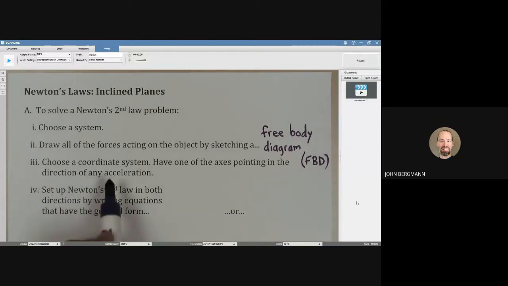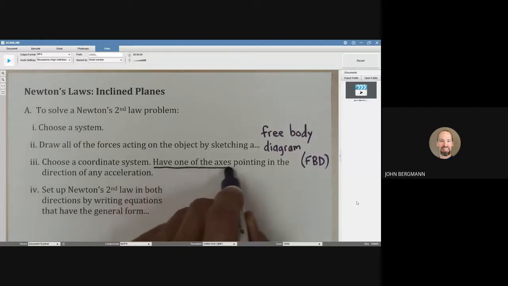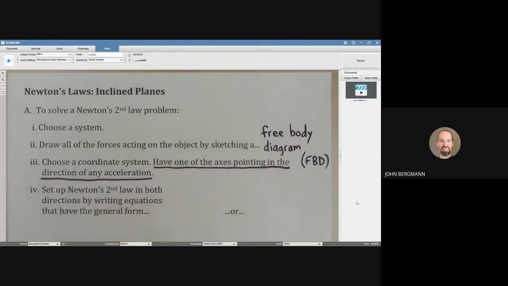Then we need to choose a coordinate system, and this is an important point which we will lean on in the next couple of videos. One of the axes of our coordinate system has to point in the direction of an acceleration. We'll make sure that we see that. And then we want to set up Newton's second law in both directions by writing equations that have the general form. There are any number of ways we could express this.